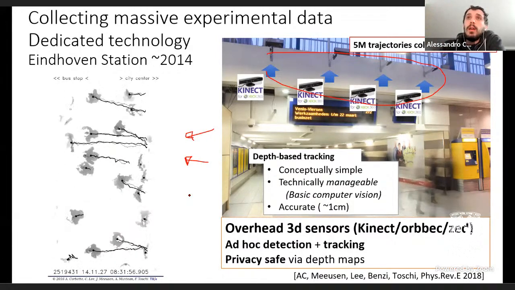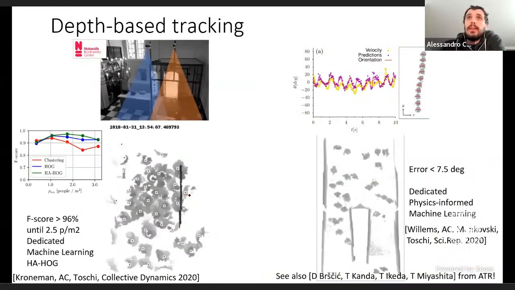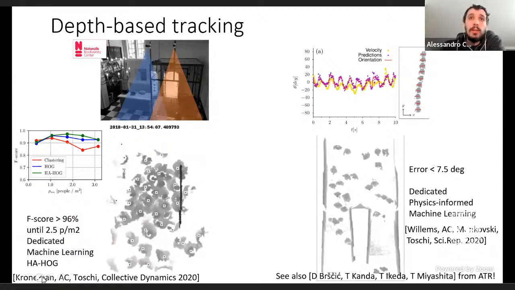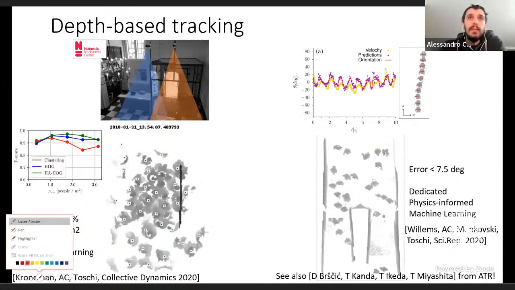people. Now, the cool thing about this format is that it doesn't need to stop at 1.5 people per square meter, but it's actually possible to do much better. But in that case, one starts needing machine learning techniques.